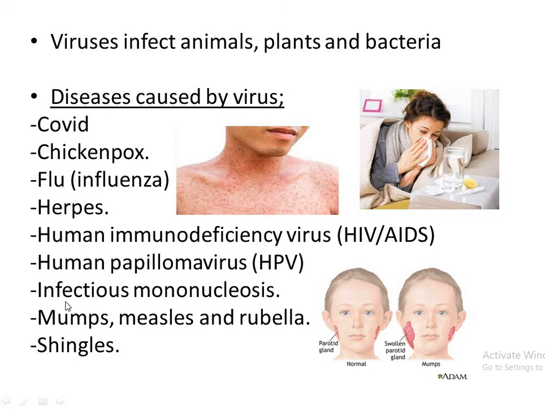Now it's very important to remember some of these things, and a very common one is COVID. Then we also have chickenpox, you can see in this picture, where you get these pink spots all over your body. Flu, which is influenza. Herpes, HIV or AIDS, and HPV, infectious mononucleosis. Mumps, measles, rubella, you can see here a picture of mumps, and you get there the various other diseases.